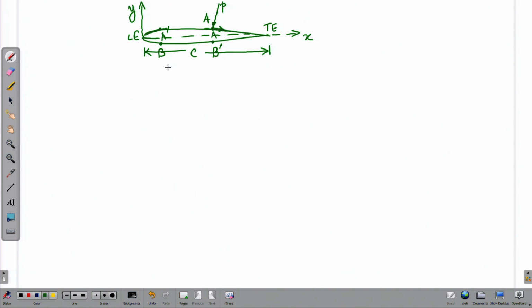Now, we are going to use two distances following the surface. On the upper surface, the distance that we measure by following the surface will be called SU, and on the lower surface the corresponding distance will be called SL.